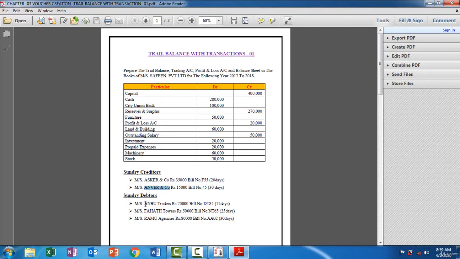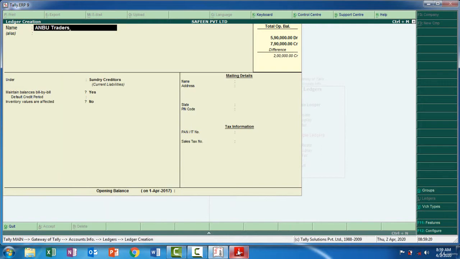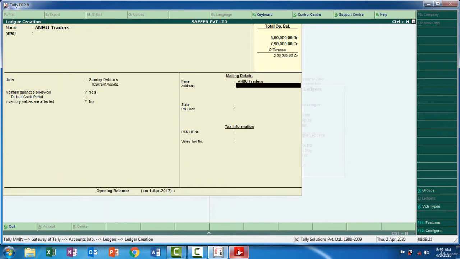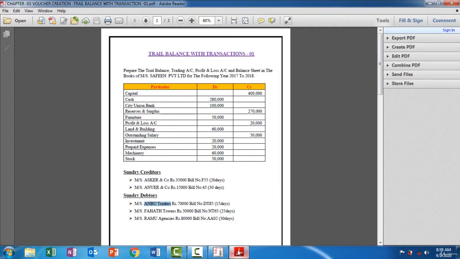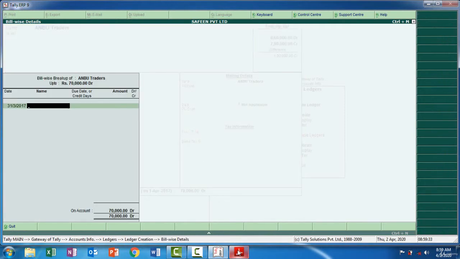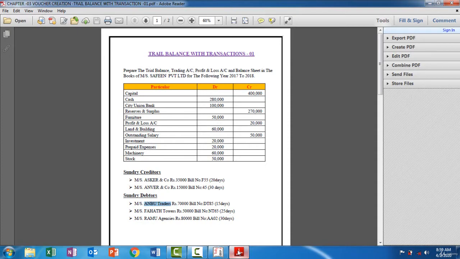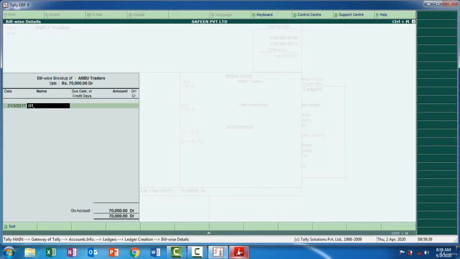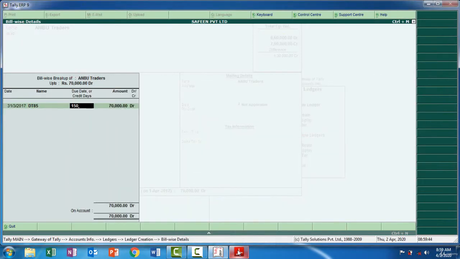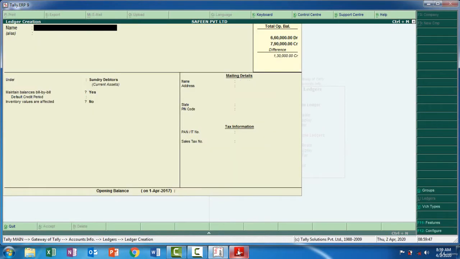Under the Sundry debtors, the first one is Anbu Traders. It means that it is one of the customers for us. So I'm going to create the ledger. Anbu Traders is a Sundry debtor, so I'm going to choose Sundry debtors. The amount is 70,000. The bill number is DT85. The due date is 15 days. Then yes.